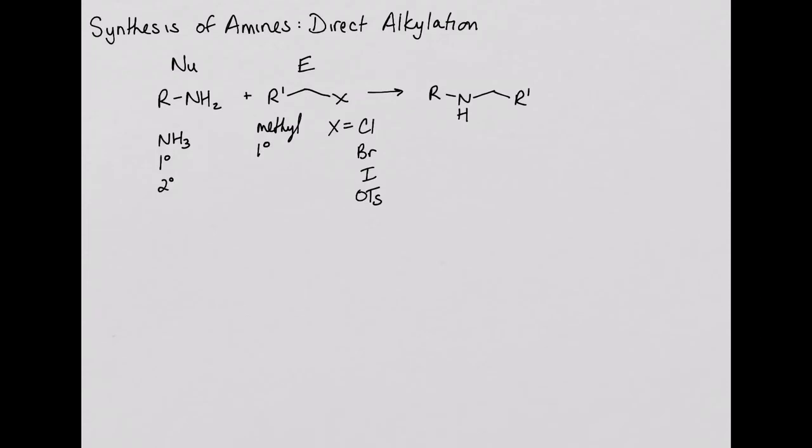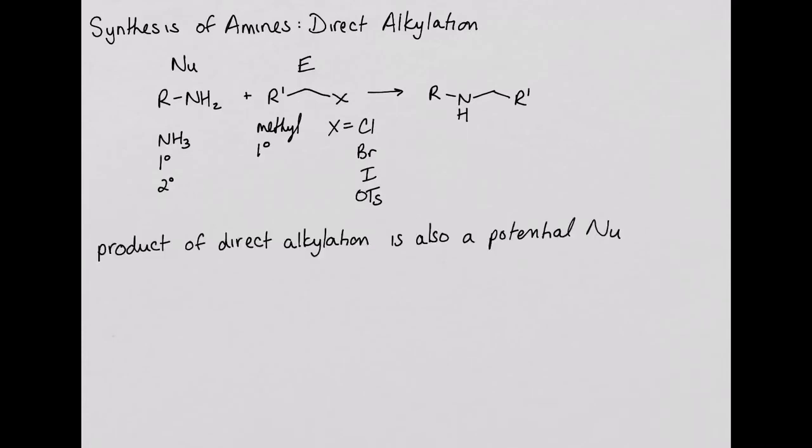Notice that the product of this reaction is also an amine, and if we start with ammonia or a primary amine, our product will be a primary or secondary amine, which can also act as a nucleophile in this reaction. Therefore, we have to consider how we can prevent the product from reacting as a nucleophile with the electrophile.